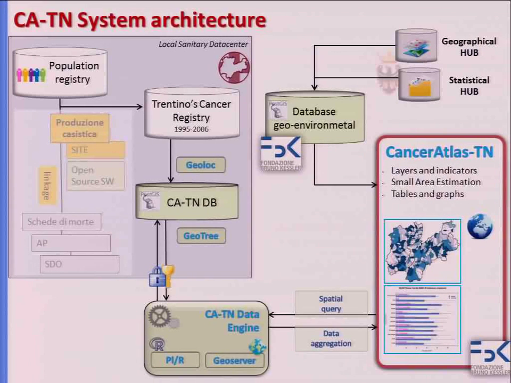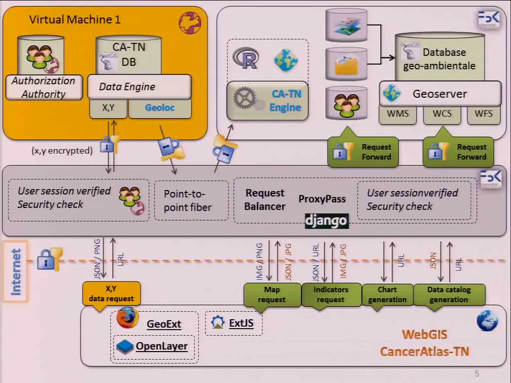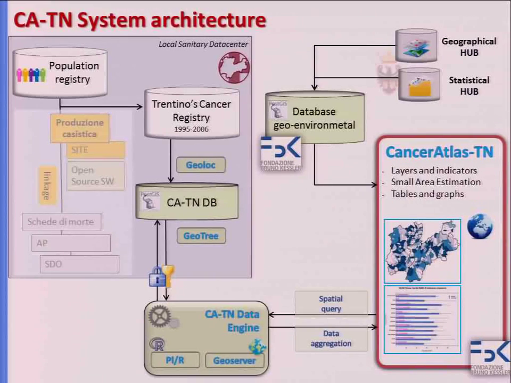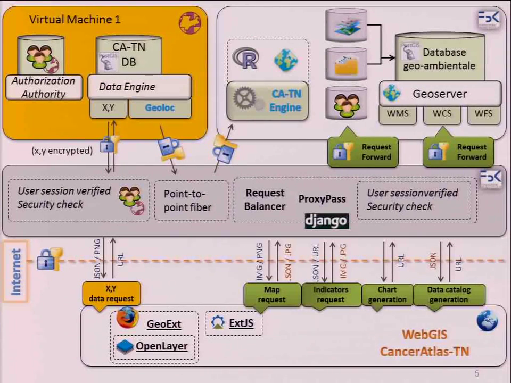We can then map and extract graphs using different tools, and we can overlay this information, so the epidemiological information, with environmental information, so with environmental layers which lie on the geo-environmental database. We can then stratify and extract different types of information from this database, and we're going to show this to you during the demonstration.